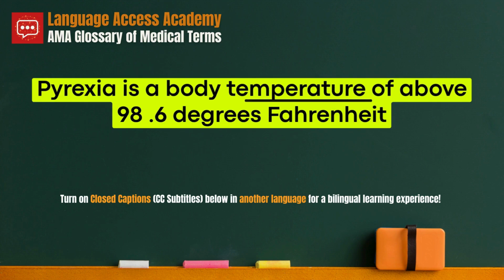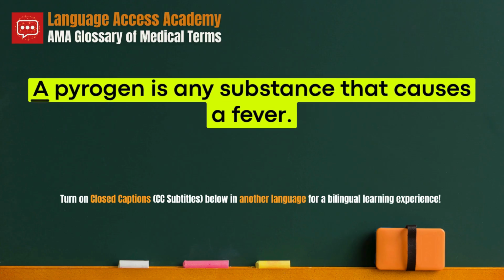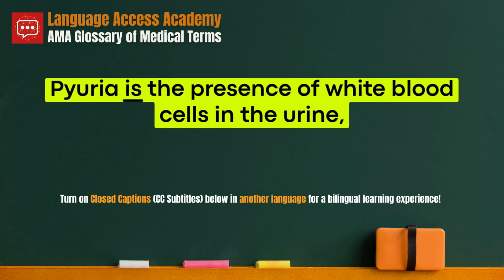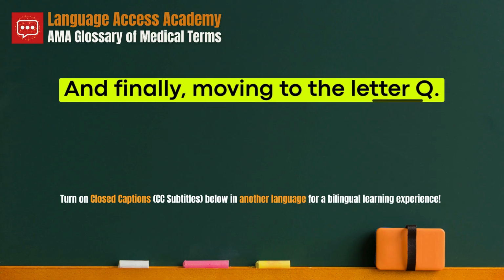Pyrexia is a body temperature of above 98.6 degrees Fahrenheit in the mouth or 99.8 degrees Fahrenheit in the rectum. A pyrogen is any substance that causes a fever. Pyuria is the presence of white blood cells in the urine, usually an indication of a kidney or urinary tract infection. And finally, moving to the letter Q.